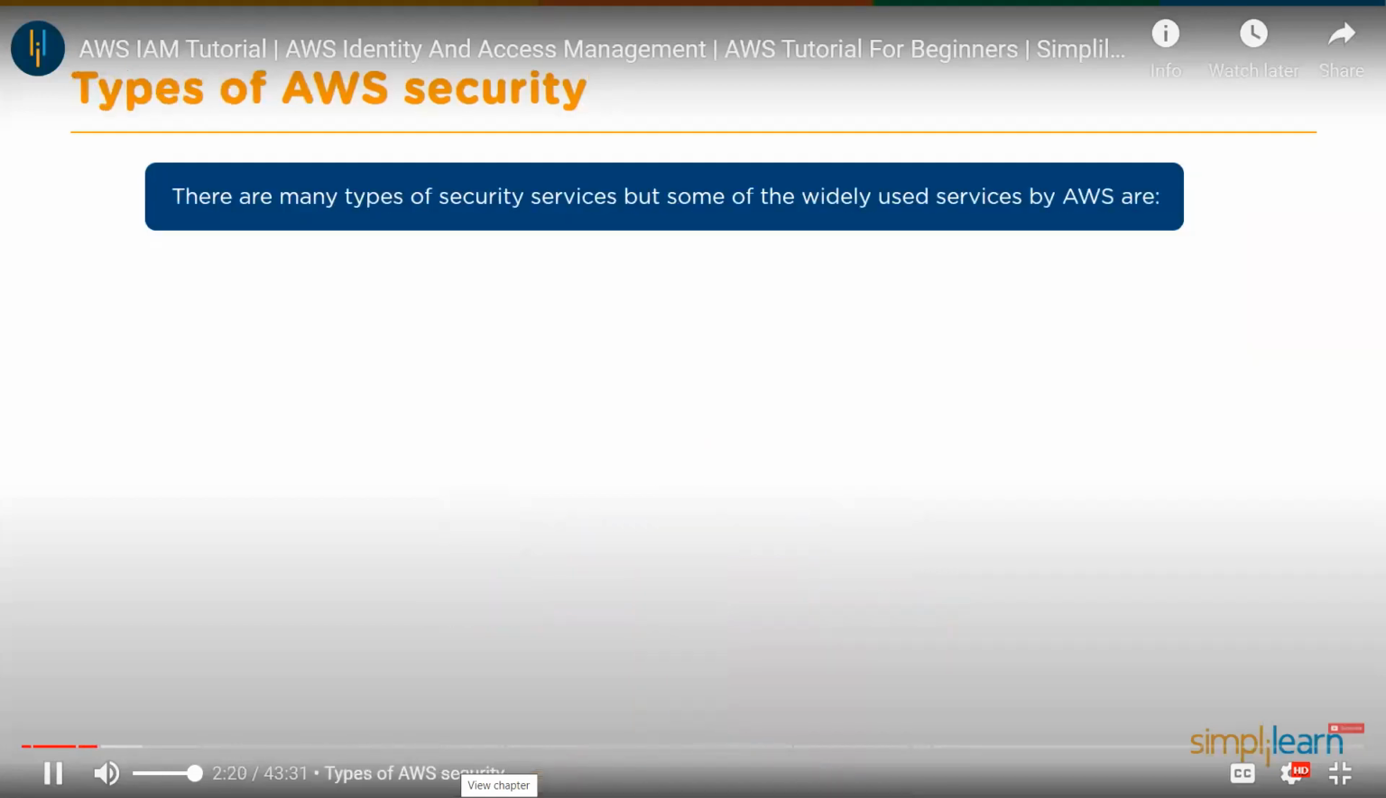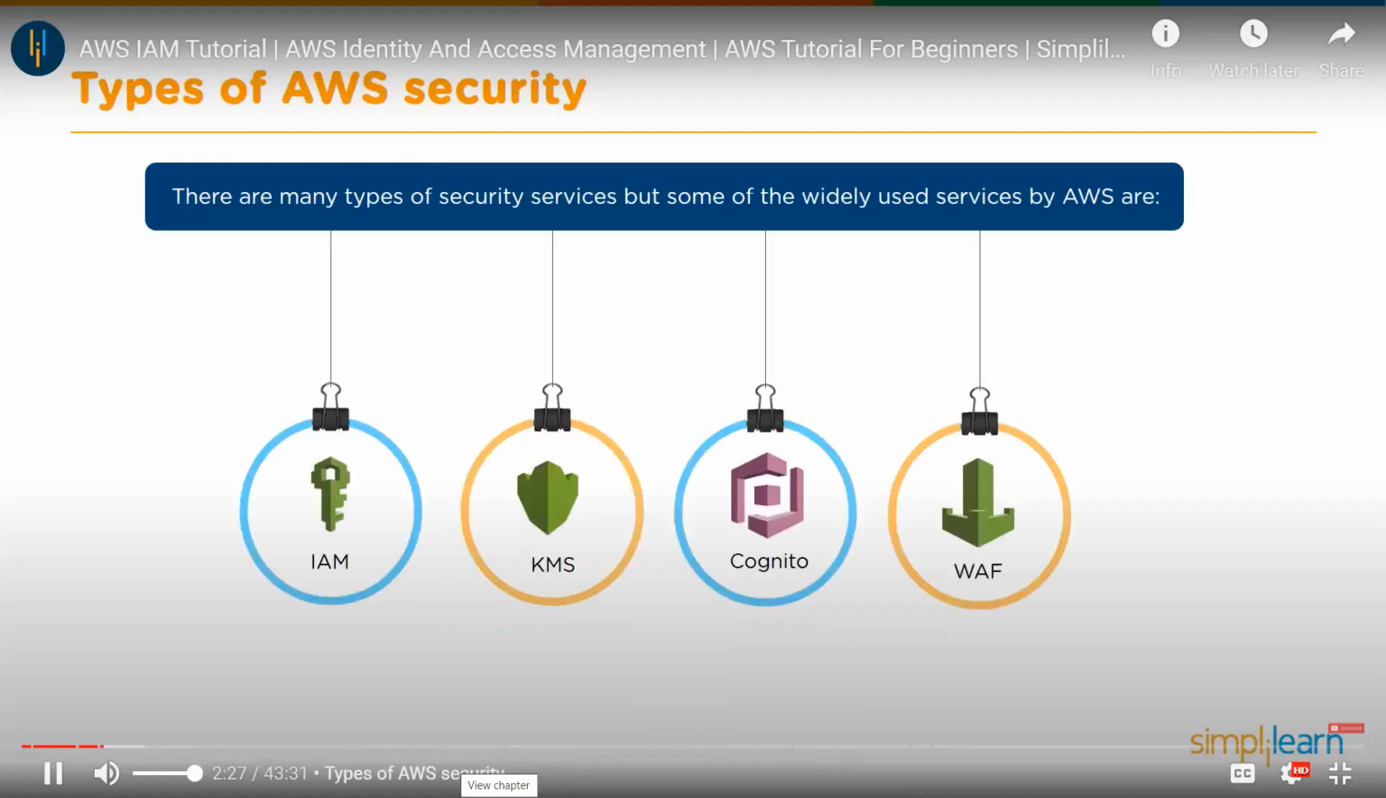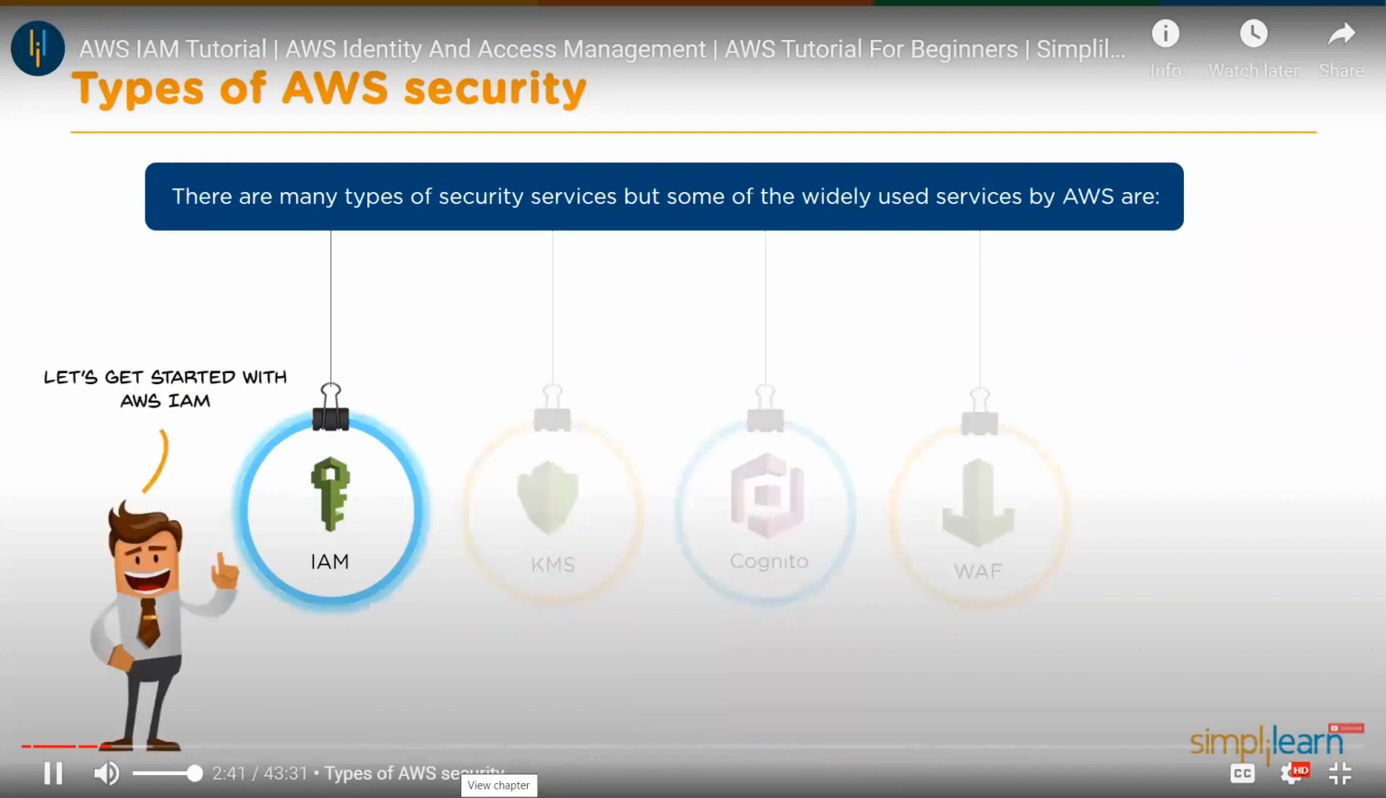There are many types of security services available in AWS. To name the familiar ones, IAM stands first, followed by Key Management Service, KMS, then Cognito, and Web Application Firewall, WAF, is another security service in AWS. Now let's start our discussion by talking about IAM, and that's what this whole series is about.